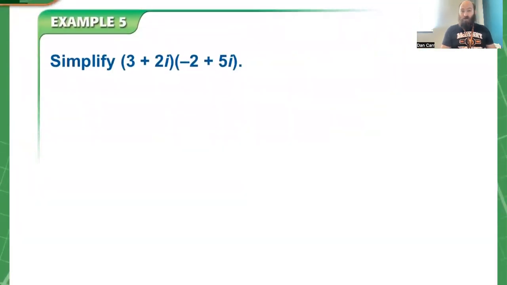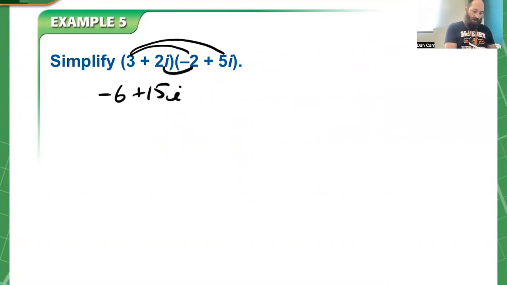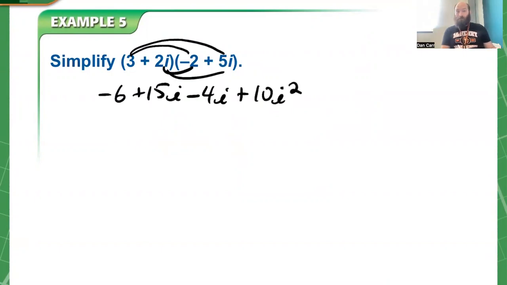We can also treat it just like if I were distributing, and we're doing this as two binomials. So we're going to distribute here. So we have 3 times negative 2 and 3 times 5i. So 3 times negative 2 is a negative 6. 3 times 5i is a 15i. 2i times a negative 2 is a negative 4i. But then here's where it's a little bit different, because 2i times 5i is a positive 10i squared.